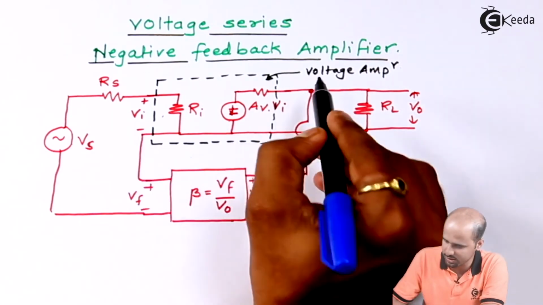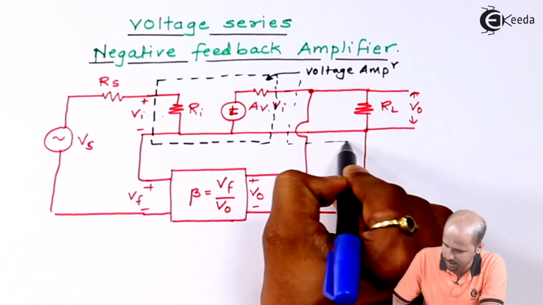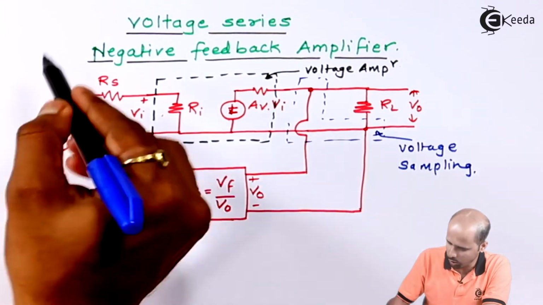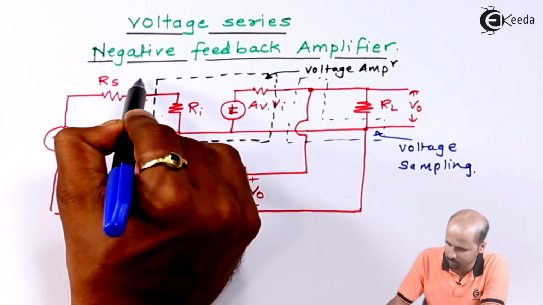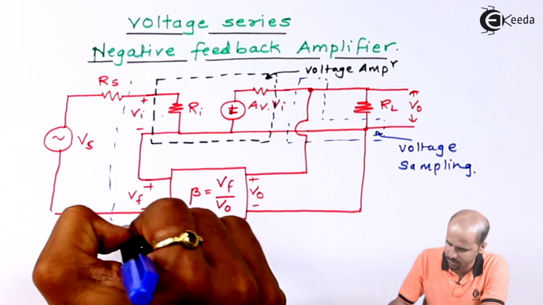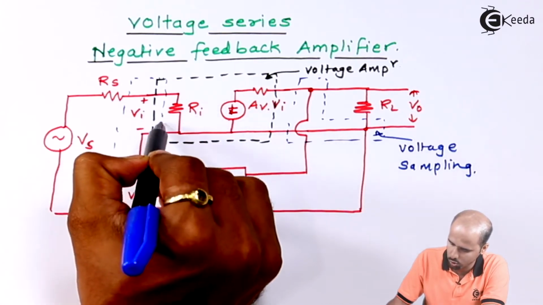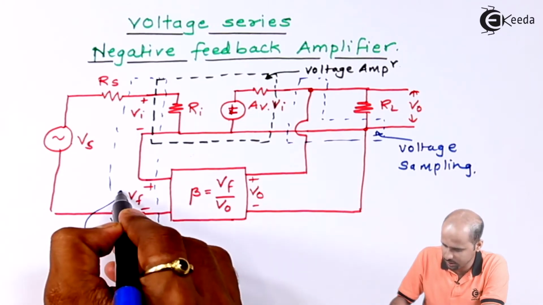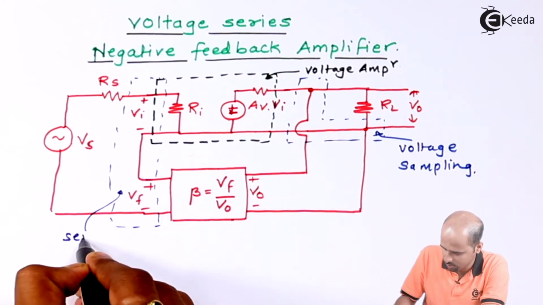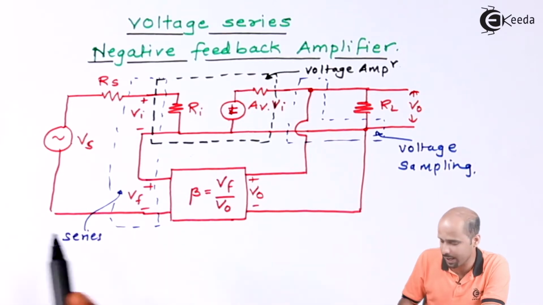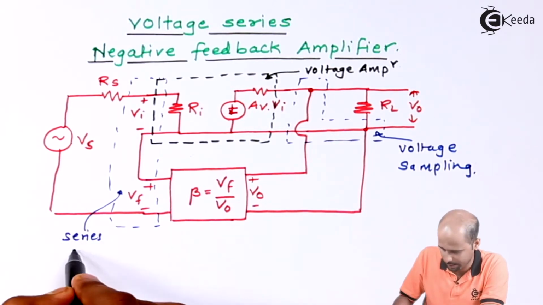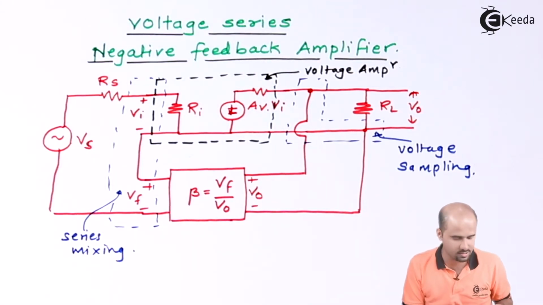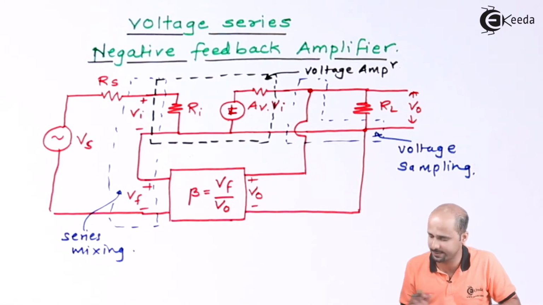So we will note this as voltage sampling, and obviously this part is nothing but series mixing. Whatever voltage Vi and Vf I'm getting, it's nothing but series mixing. So that's why its name is voltage series negative feedback. So this is how our general circuit diagram of the configuration will look.